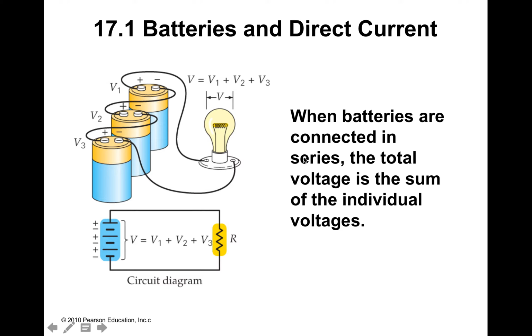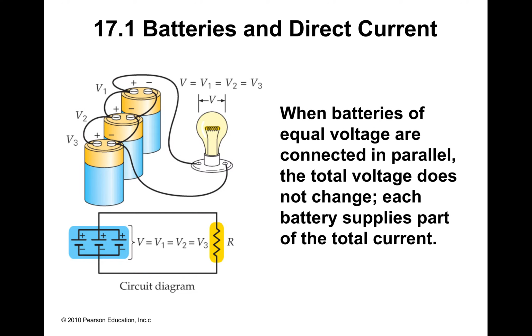But if you had four 1.5 volt batteries connected in series, you just add them up: V1 plus V2 plus V3 plus V4, and so you'd have 6 volts, which makes sense to me. That'd be about 6 volts to operate the thing, and not 1.5 volts as if hooked up in parallel. Now, when batteries are connected in parallel, the total voltage does not change. Each battery supplies part of the total current.